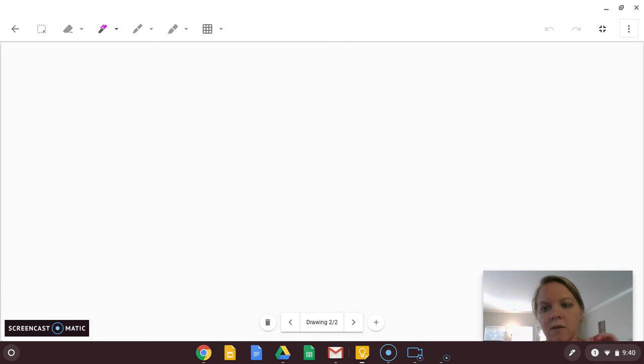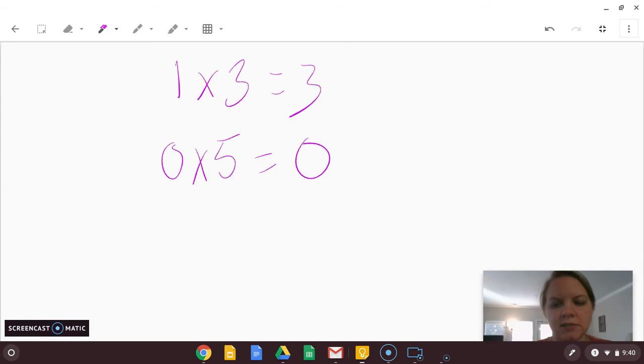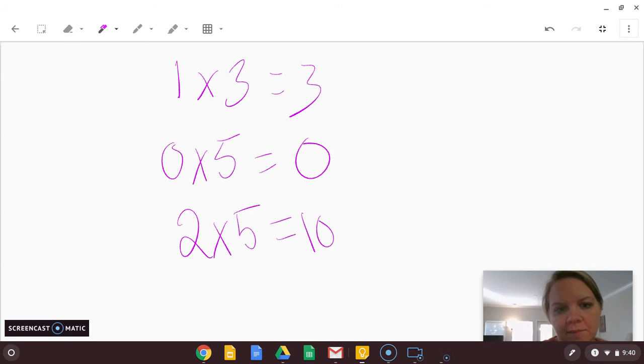All right, so we can begin by memorizing some basic multiplication facts. In our lesson from yesterday, we talked about different properties of multiplication. The identity property: anything times one is itself. The property of zero: any number times zero is zero. And the commutative property just means you can switch the two factors and you'll get the same product. So those are ones that we've learned. So one times three is going to equal three. Zero times five is going to be zero.